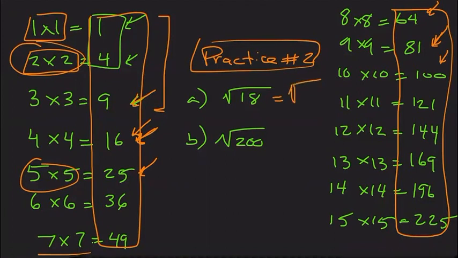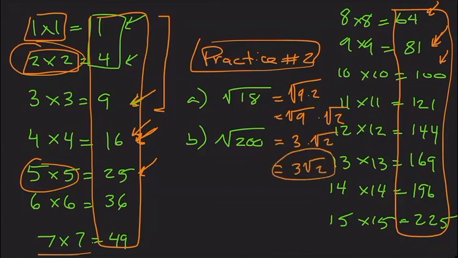So we'd say, okay, 9 times 2, break it apart, square root of 9 times square root of 2. Square root of 9 is 3. So we wind up with 3 rad 2 for letter A. Letter B, again, is not a perfect square. We jump from 196 to 225. It jumps over 200.